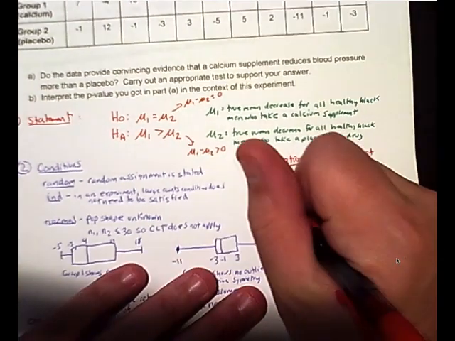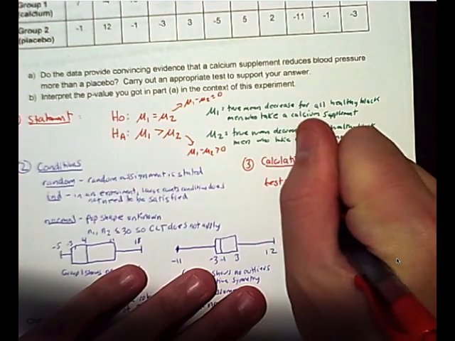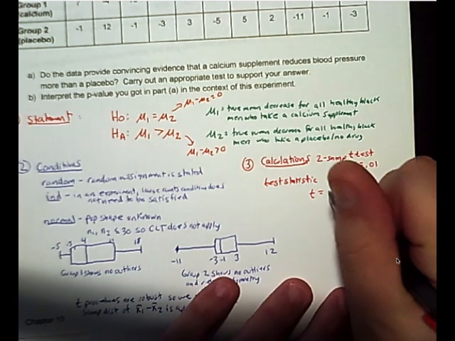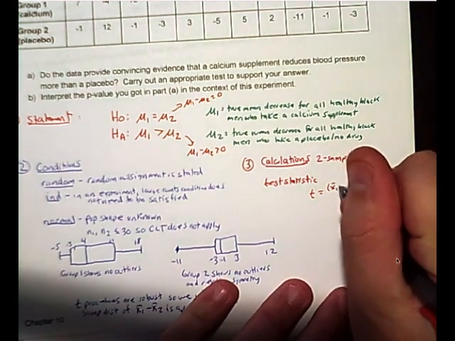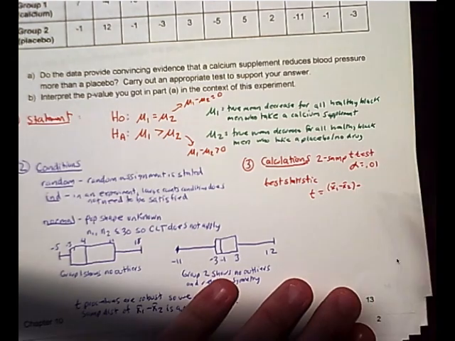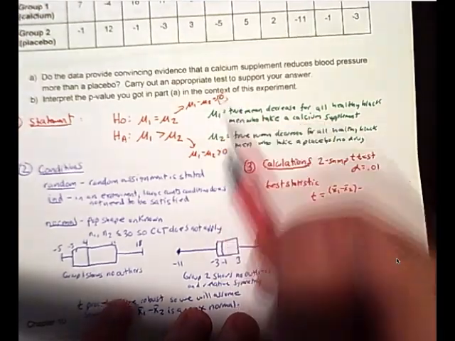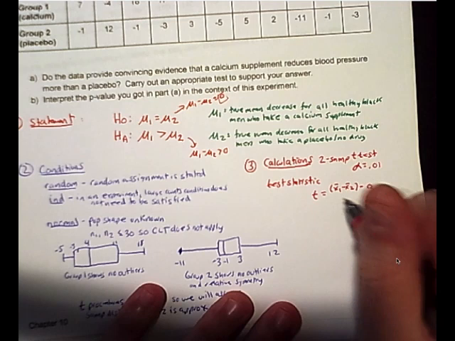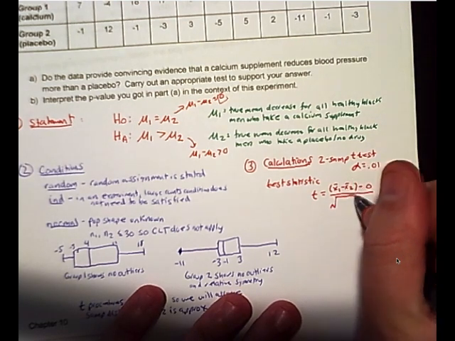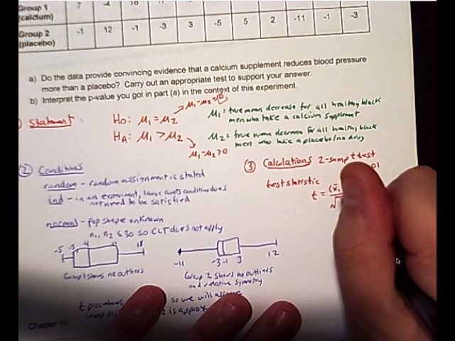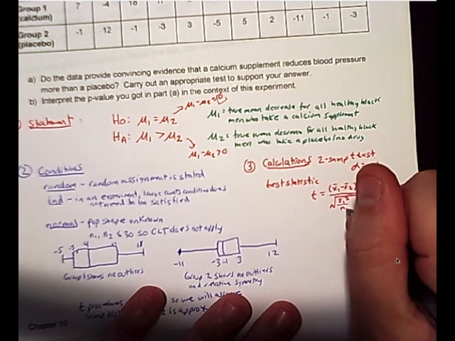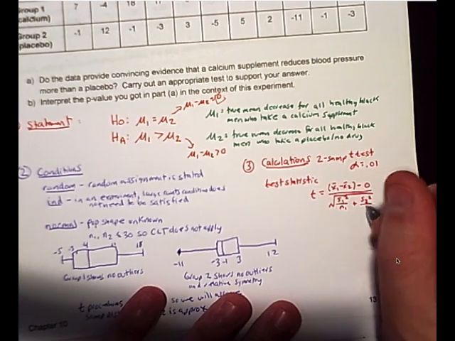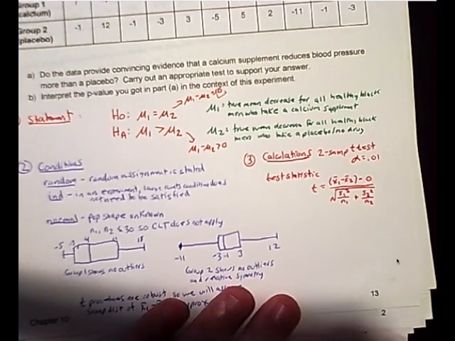All right, so my test statistic here is going to be t equals the x bar 1 minus x bar 2, that's the statistic, minus the hypothesized parameter, which is 0, over the big square root of s1 squared over n1 plus s2 squared over n2. That would be my test statistic.